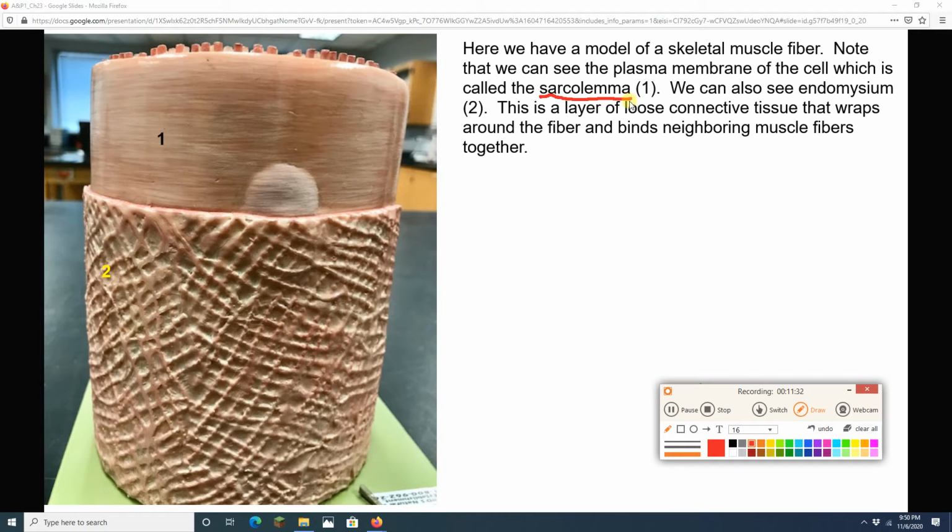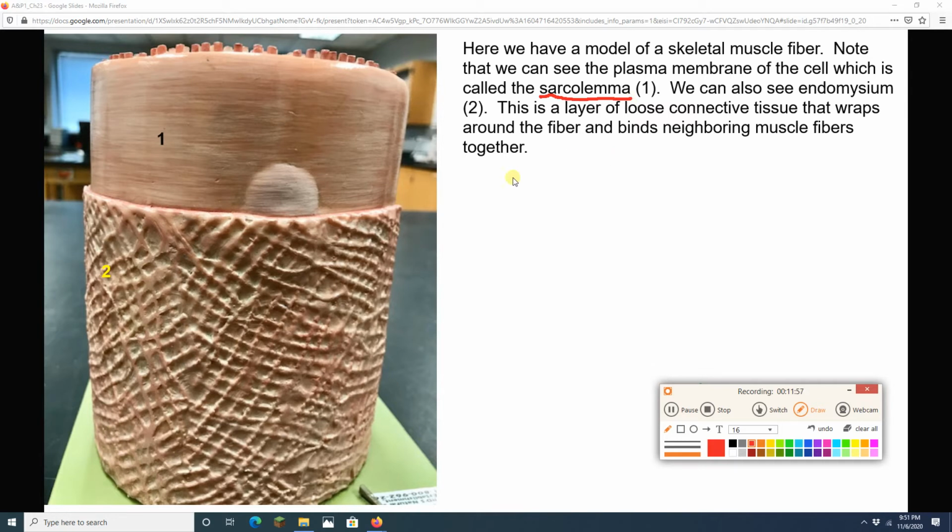Sarco means flesh or meat. So if you've ever heard of a sarcophagus, same root. Lemma, of course, we met in axolemma and neurolemma. We saw that suffix in those words. Lemma basically means covering. So the sarcolemma is literally the meat covering, flesh covering.